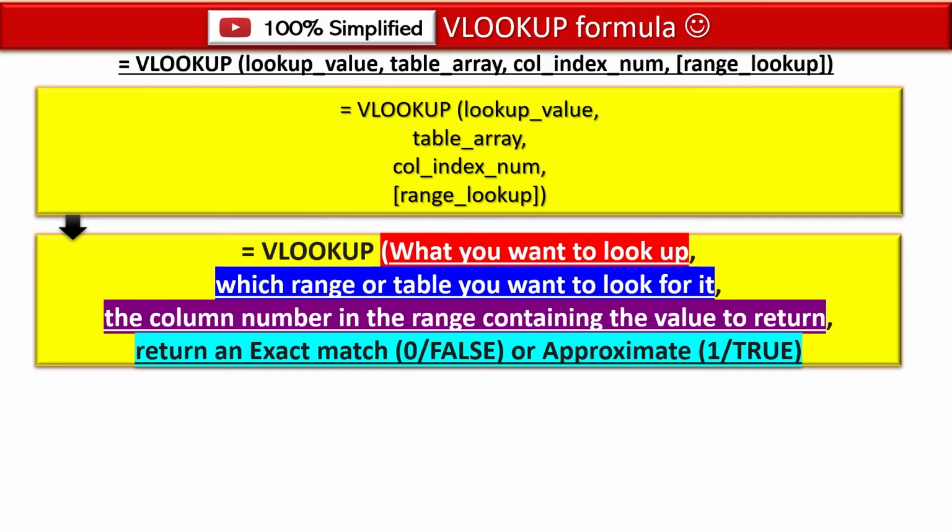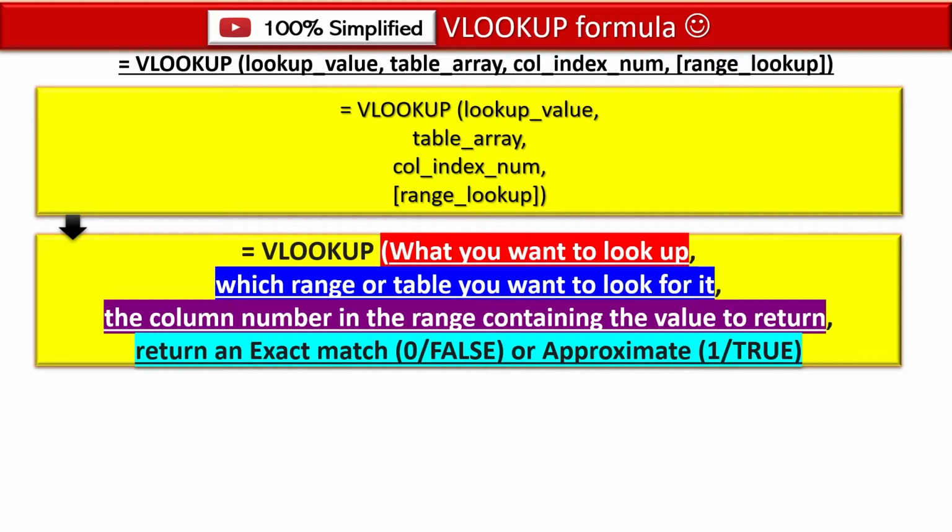Lookup value is nothing but what you want to look up. Table array is which range or table you want to look it up. Column index number is a column number in the range containing the value to return. And the fourth one, range lookup, is the exact match or the approximate match.